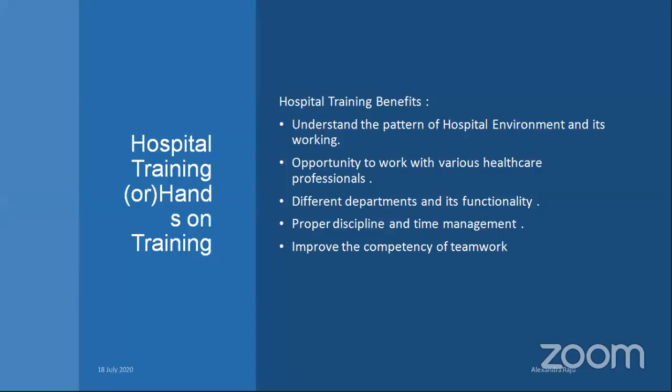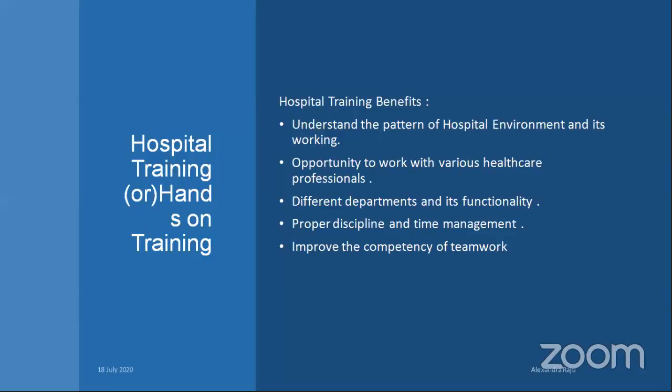Now let's see the advantages of taking hospital training or hands-on training. After graduation or after the BTech, we might not know much about the practical scenarios that happen. So it is always good to get into a hospital, which, as I told you, should be an accredited hospital, like an NABH or JCI accredited hospital, so that there are more equipment and more facilities than in an ordinary hospital. So why do we have to take hospital training?